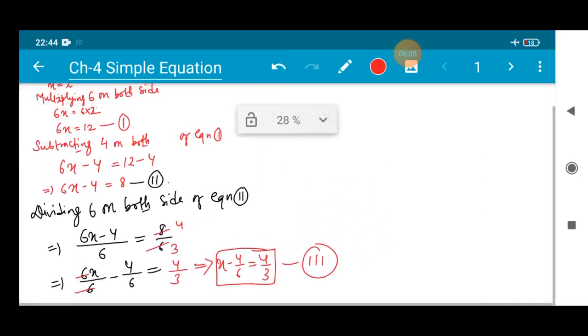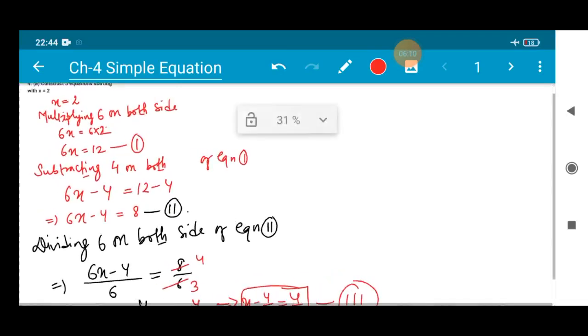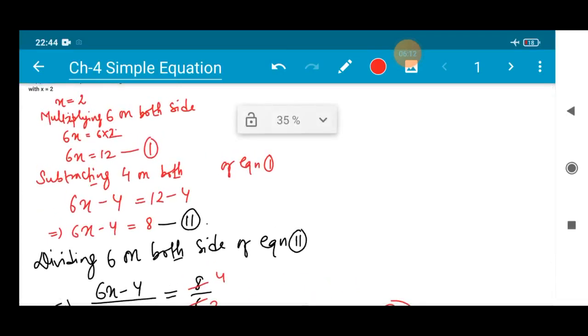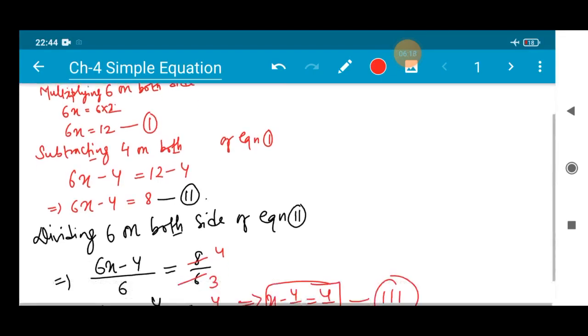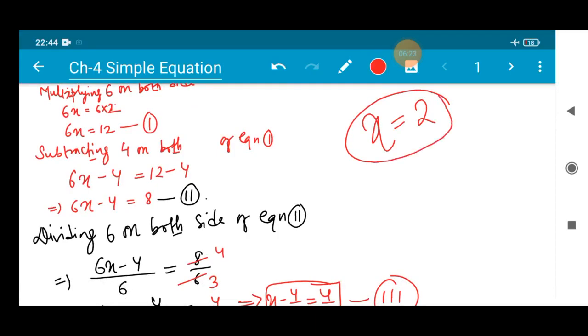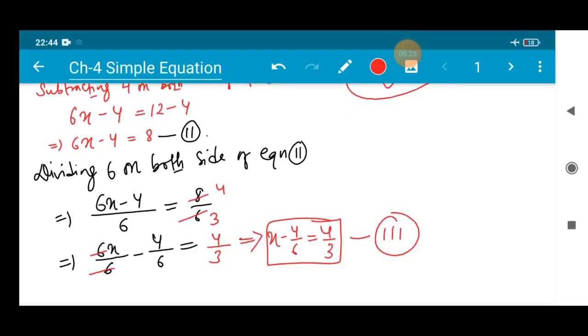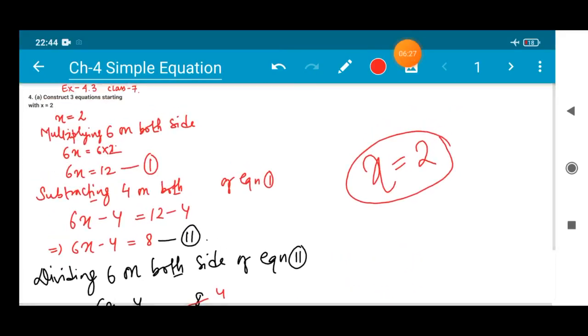So I hope you people understood what we have done, what we have to do in each case to frame or to construct an equation. You have to multiply, you have to subtract, but the value which was given at the first, that is x is equal to, should not change. All right, so I hope you people understood this.